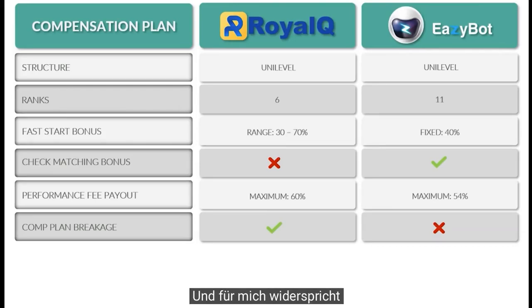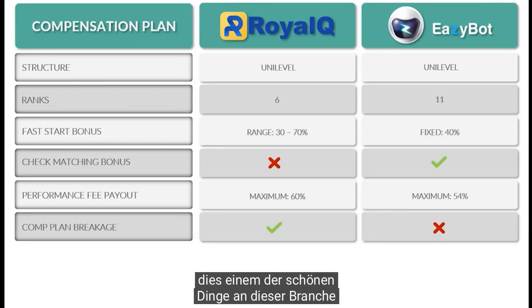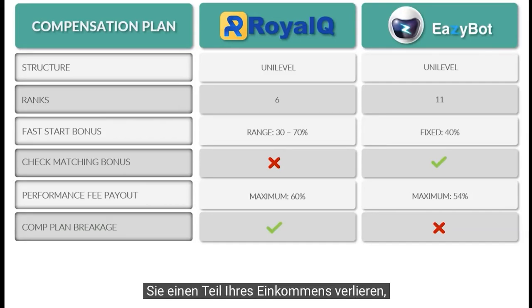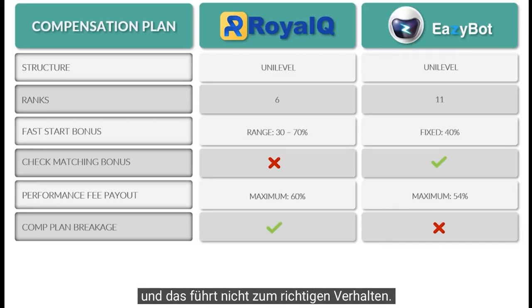And for me, this is counterintuitive to one of the beautiful things about this industry and compensation plans, that you reach down and you help other people, you lead by example, and you bring people with you. However, this could be perceived as a deterrent to do that, because as people rise to your level, you're going to be losing a chunk of your income, and that doesn't drive the right behavior.